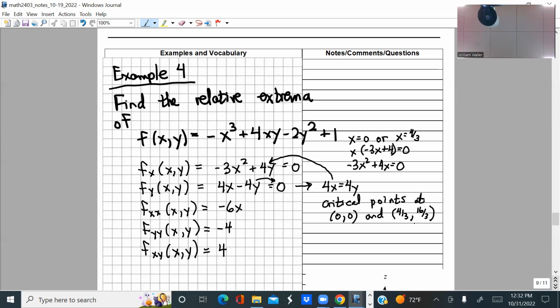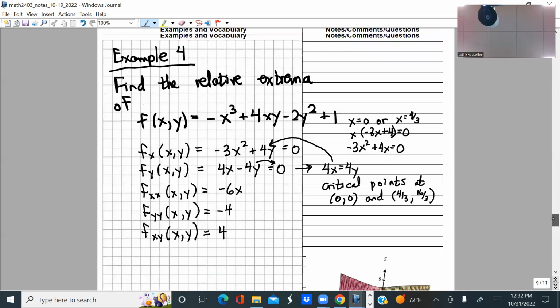All right, so now we get to test these, right? Okay, so we want to know, are these a local maximum or a local minimum, or maybe neither, right? Maybe it's a saddle point, or maybe the test will fail, right? So that's where we're going to compute now those values for D, right? So let's start with 0, 0. Let's calculate our value for D here, right?